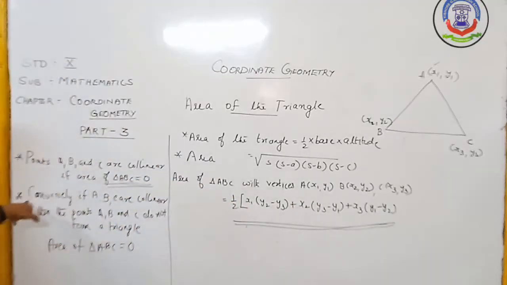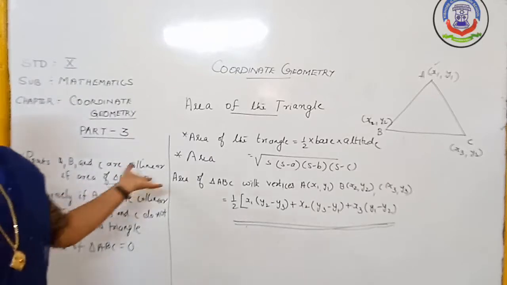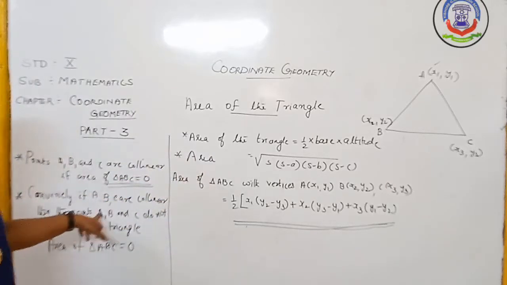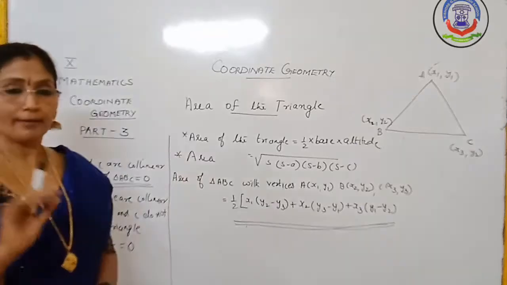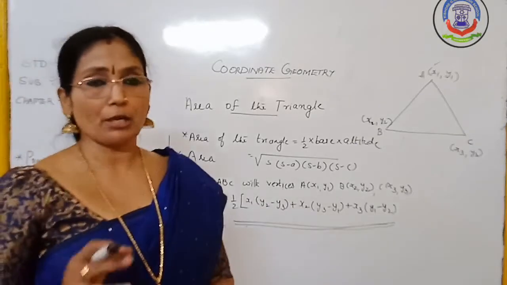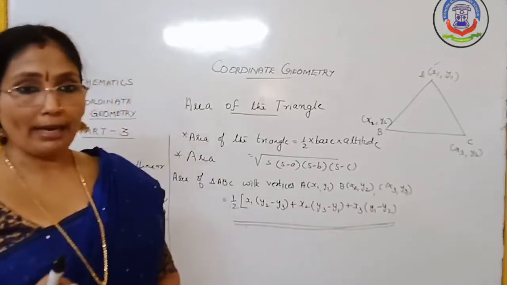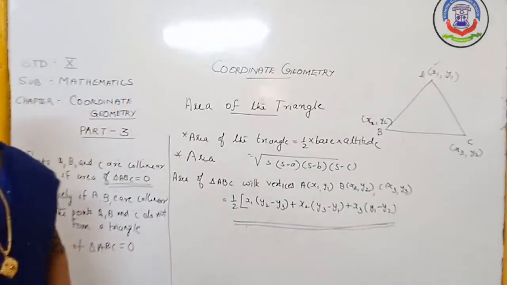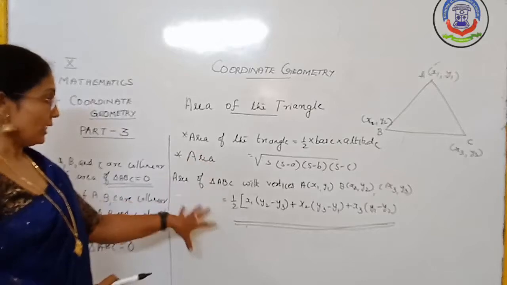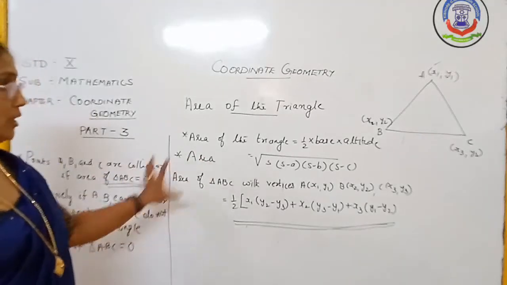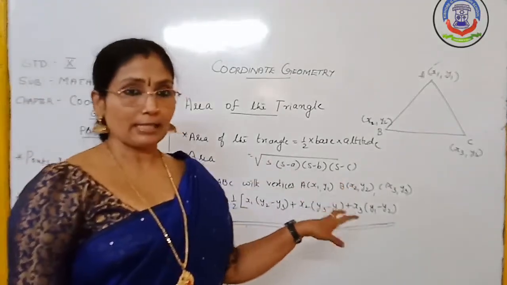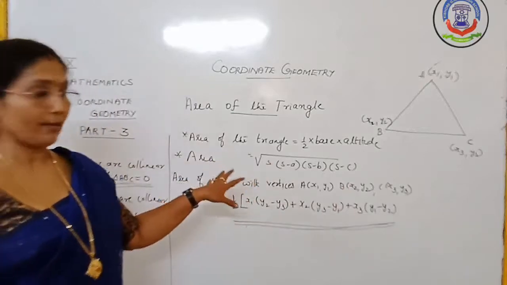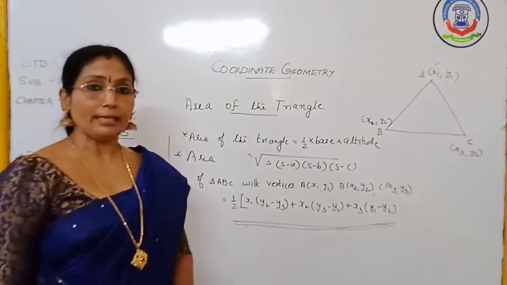The second point is that, conversely, if A, B and C are collinear, then A, B and C do not form a triangle. If A, B and C are collinear, then obviously you know that it will not form a triangle. That means the area of triangle ABC is equal to 0. So using this formula and these points, we will complete the exercise sums, and then you will understand how to use this formula in the sums.